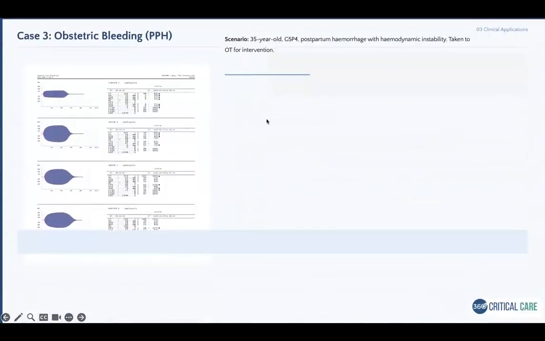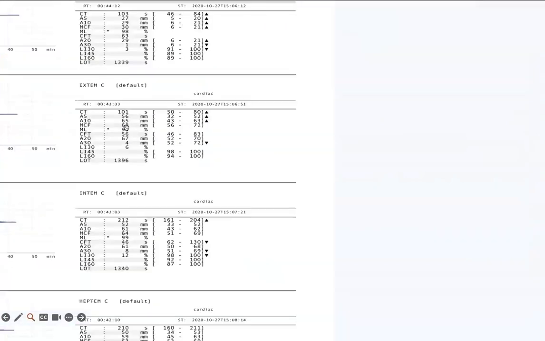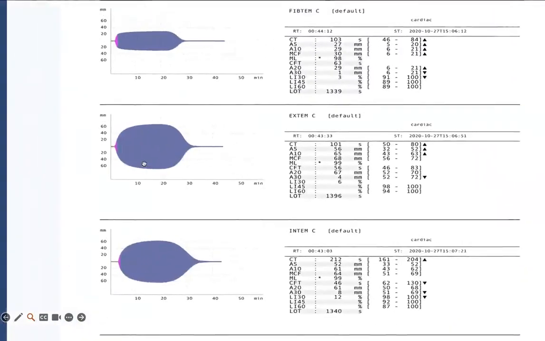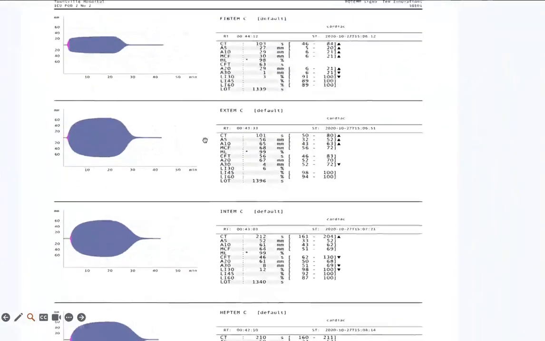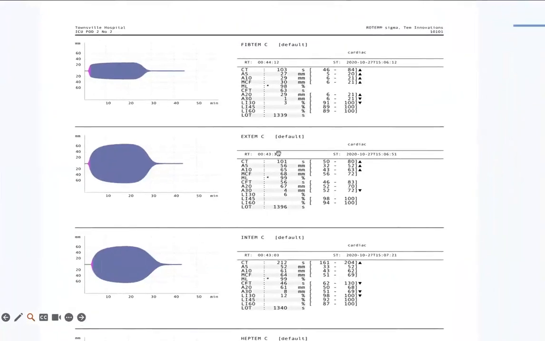Third one. All right. This is a 35-year-old multipara patient, postpartum hemorrhage, hemodynamically unstable, taken to OT for intervention. This is your Rotem. Just making it a little bit bigger to see what's happening here. Any takers for that? First of all, anyone wants to try? We'll have one more or two more after this, so we'll be finishing quickly.